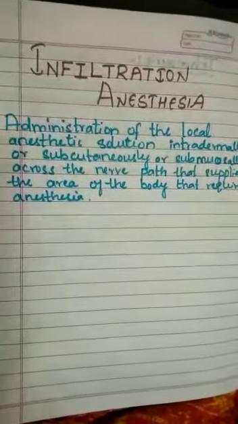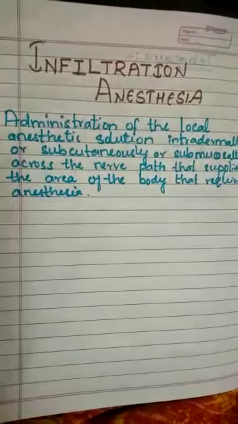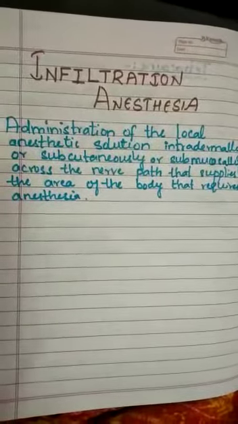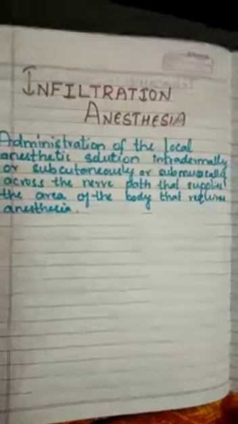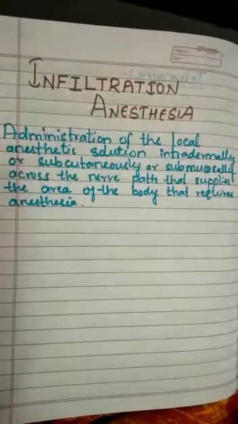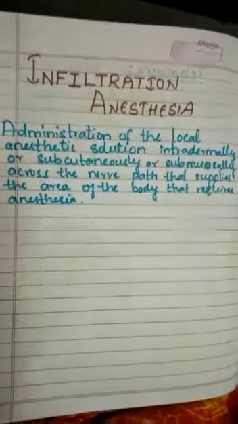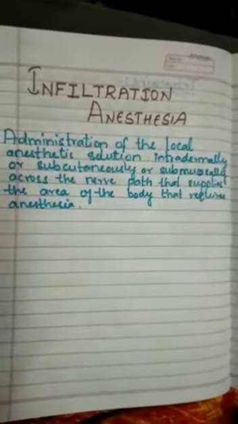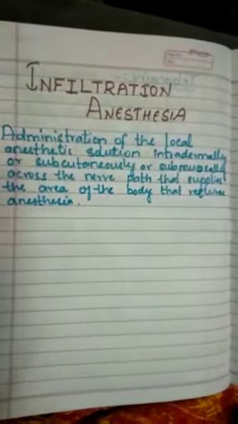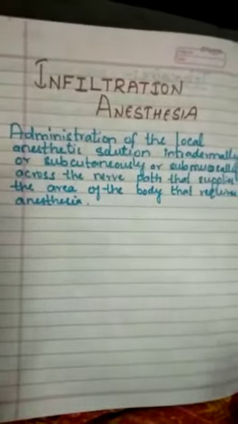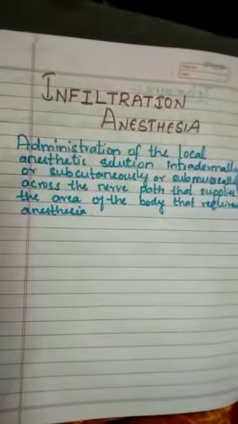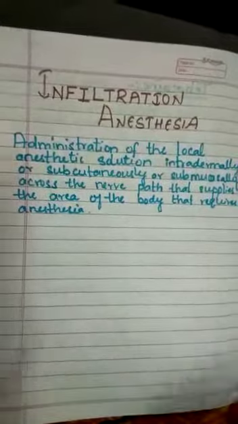But now we'll see about infiltration anesthesia. It is administration of the local anesthetic solution intradermally, subcutaneously, or submucosally across the nerve path that supplies the area of the body that requires anesthesia. Okay, so that is infiltration anesthesia. Later on we'll see in the injection procedure where this infiltration anesthesia is actually given.